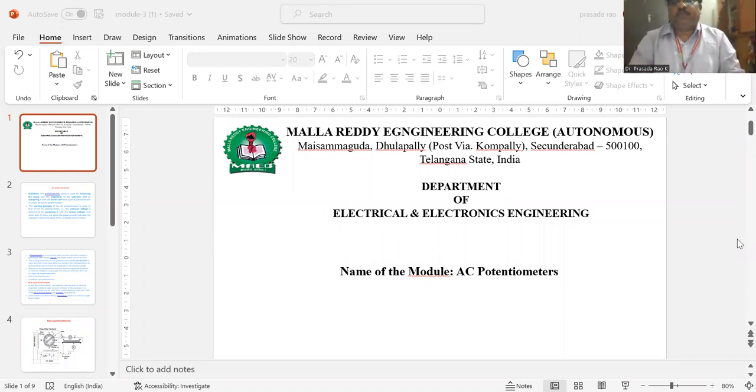Today, I'm going to explain AC potentiometers. In last class, you have seen the different types of DC potentiometers and its applications. Today, we are going to study about AC potentiometers.